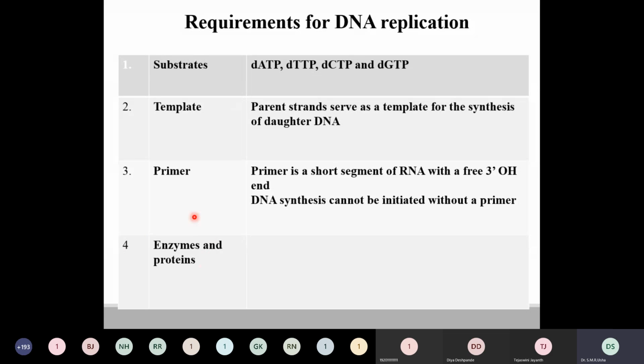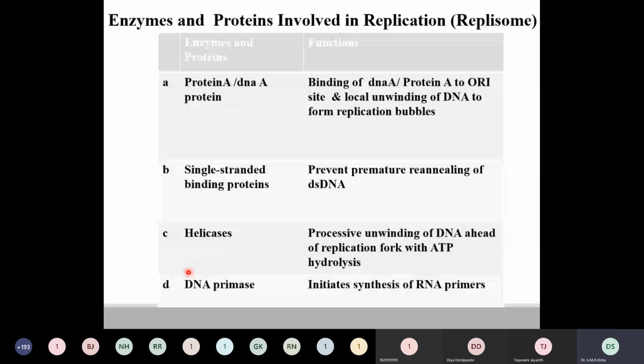Next, the fourth requirement is the enzymes and proteins. This is the major chunk. So the requirements of DNA replication: first the substrates, then the template, the primer, and fourth the enzymes and proteins. You have many enzymes and proteins, of which I have mentioned only a few. DnaA protein. The functions are given here. You definitely will not understand if I tell you now, but I'll read it out.